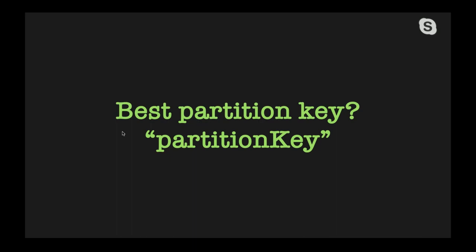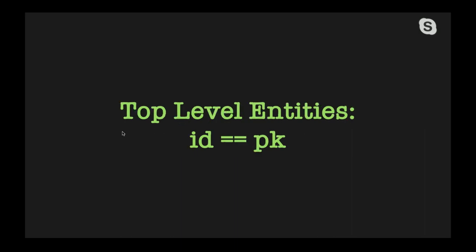What is the best partition key to use? Well, just use something called partition key, because you want to think about your partition key in a very flexible way. It is going to act as an identifier. It's going to act as a way to index things. It's going to act as a way to index things in composite values. You can really do a lot when you just start stuffing data in your partition key.